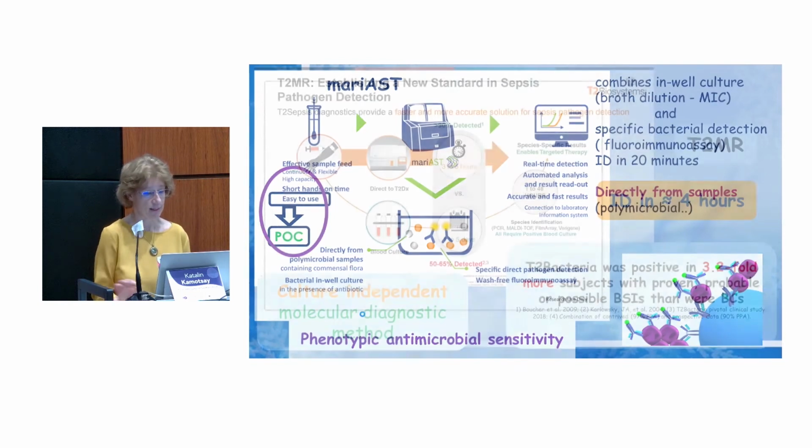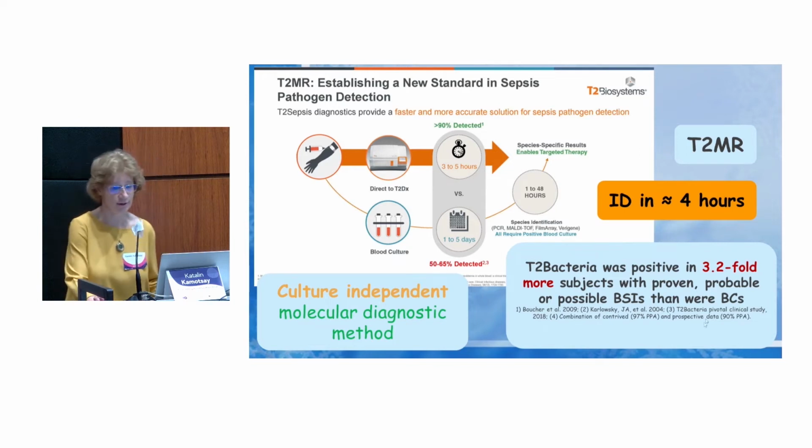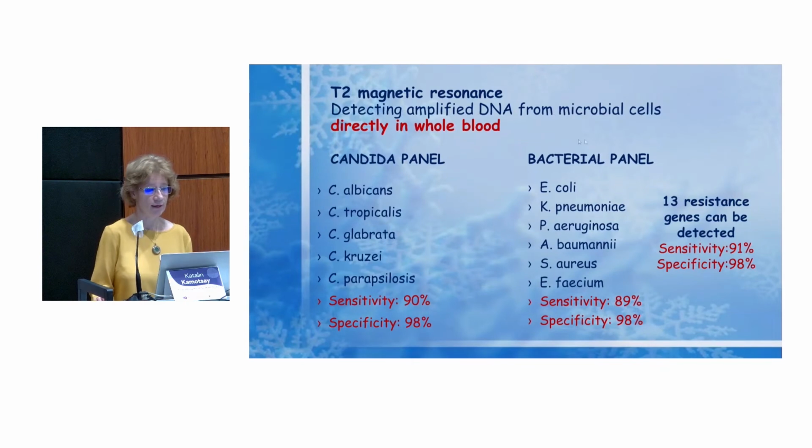Must be very expensive. Another very expensive possibility, but now it's a culture-independent molecular diagnostic method: the T2 magnetic resonance examination, ID in 4 hours. And the positivity rate of blood cultures is much higher than with just normal culturing.